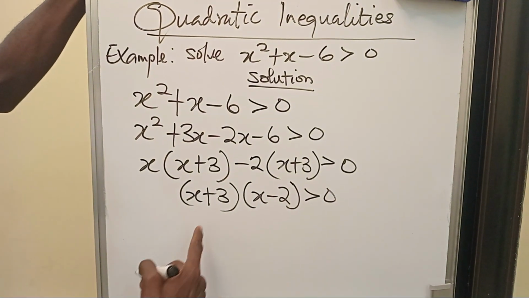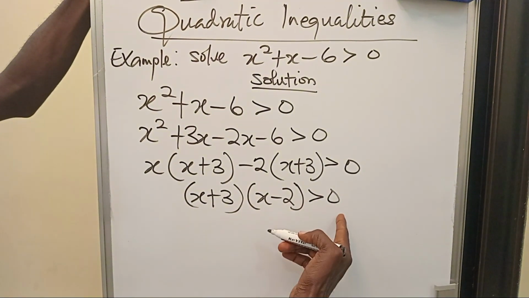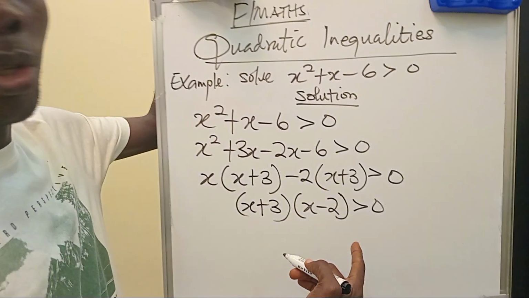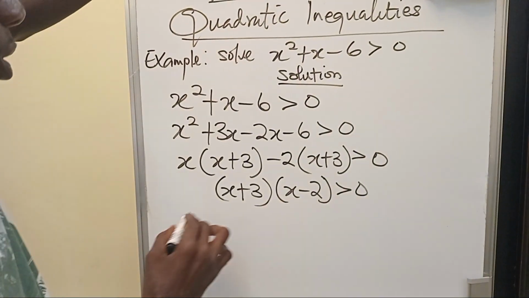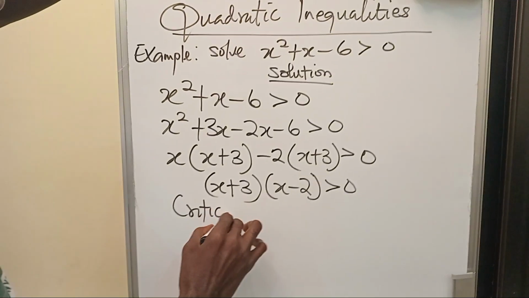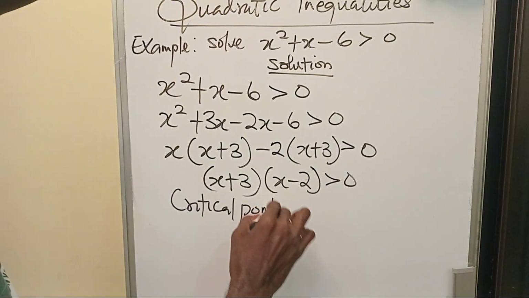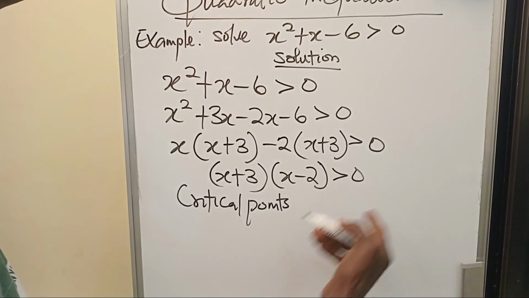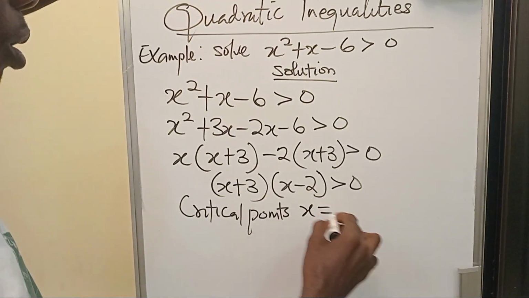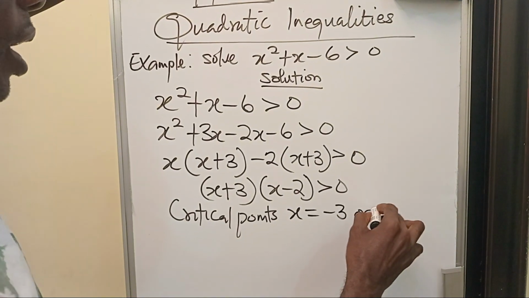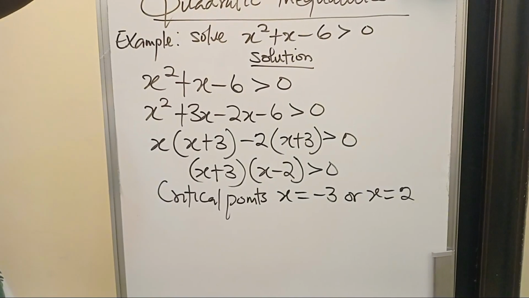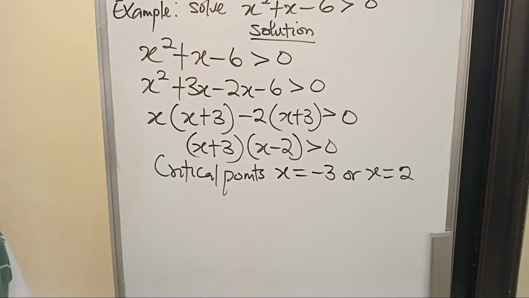At this point, you can't say either this is greater than 0 or this is greater than 0. It's not solved the way a normal quadratic equation is solved. So what we need to do is to get the critical points. The critical points are the points where it will be equal to 0. So that would be x equal to minus 3 or x equal to positive 2. This will help us to divide the number line into parts.